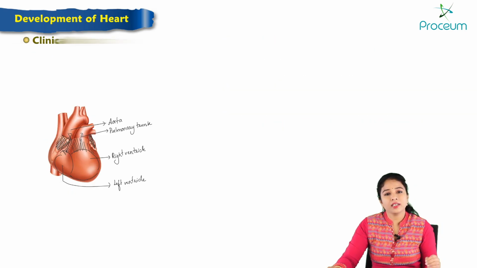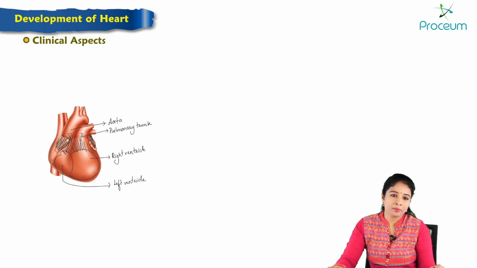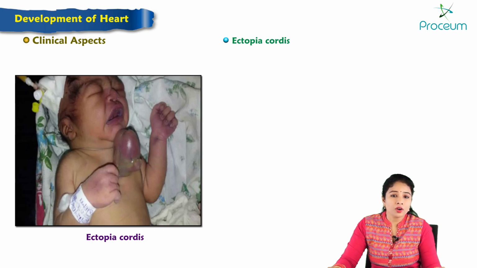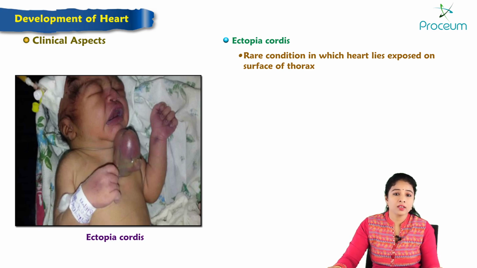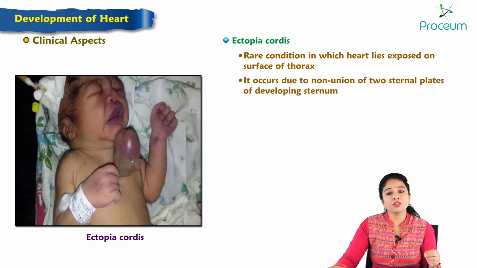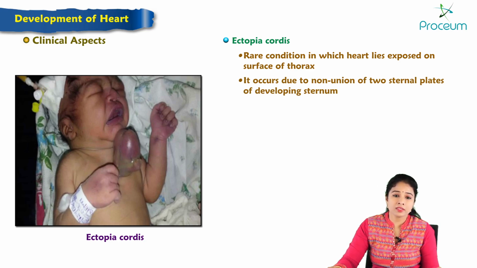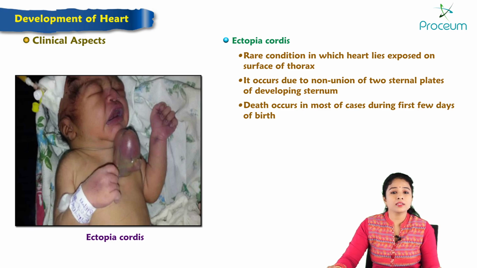Let's see some clinical aspects associated with the development of the heart. Ectopia cordis is a rare condition in which the heart lies exposed on the surface of the thorax, and it occurs due to the non-union of the two sternal plates of the developing sternum. So death occurs in most cases during the first few days after birth.